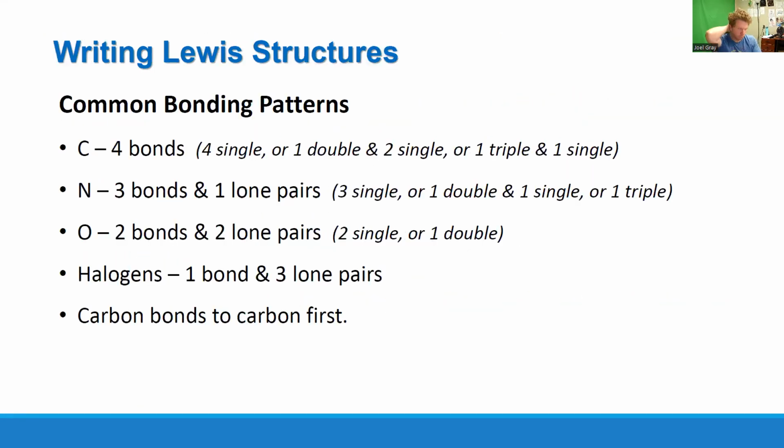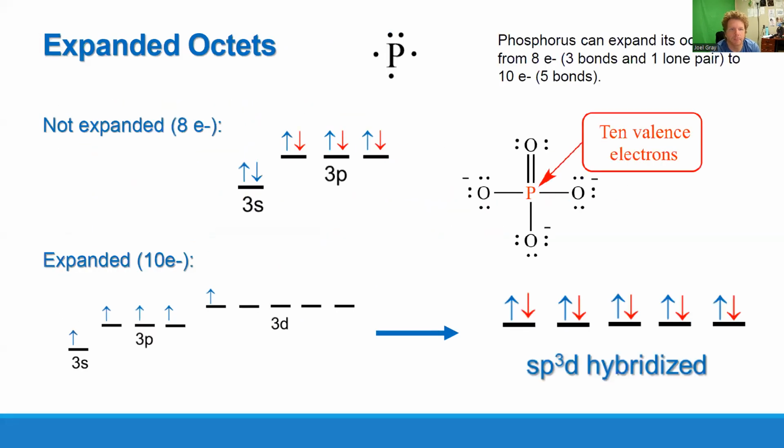Now, nitrogen generally is going to have 3 bonds and 1 lone pair of electrons. Oxygen is generally going to have 2 bonds and 2 lone pairs of electrons. Know these common bonding patterns, and it's going to help you out tremendously when you're drawing molecules. Your halogens generally have 1 bond and 3 lone pairs of electrons, and carbon bonds to carbon first. Whenever you see a molecule like C2H4 or something like that, draw that carbon to carbon bond first and then fill everything else in.